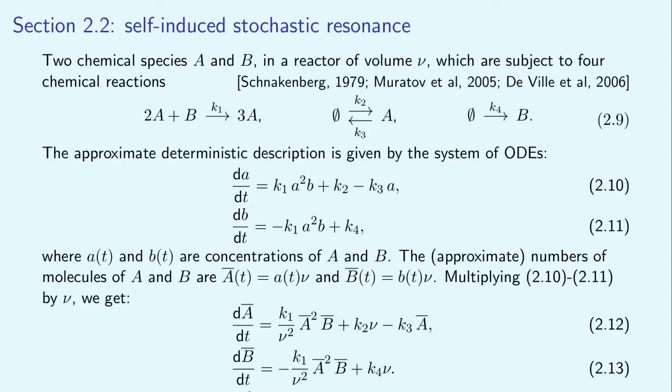They include four parameters. The first one is K1 divided by volume squared, and the others are K2 nu, K3, and K4 nu. These are exactly the same four parameters which we need to specify to apply the Gillespie algorithm. In the following plots, we will use the same parameter values for both the deterministic and stochastic models.